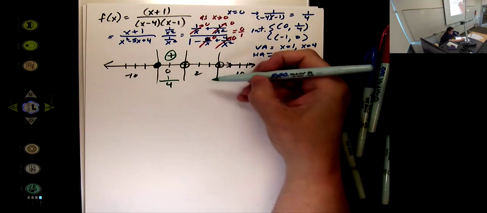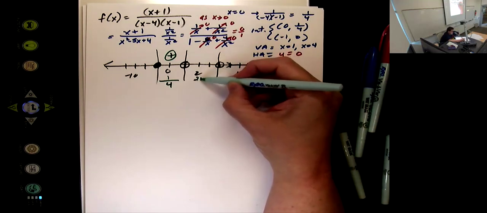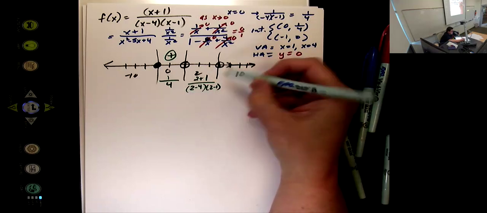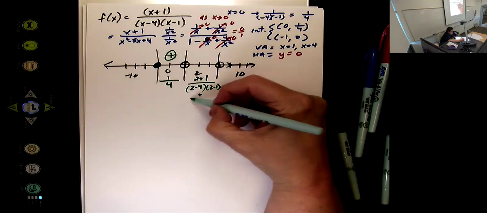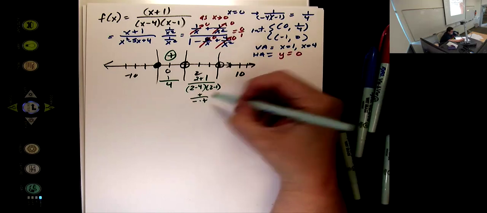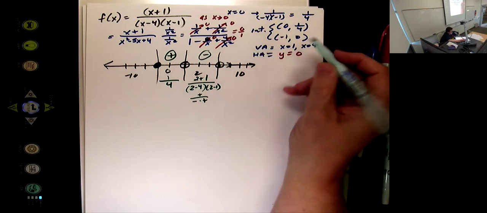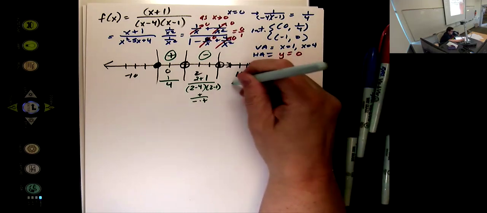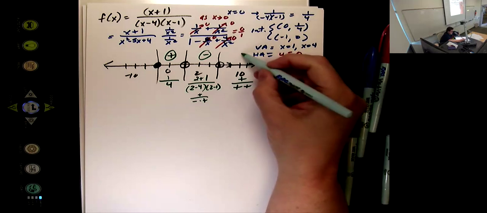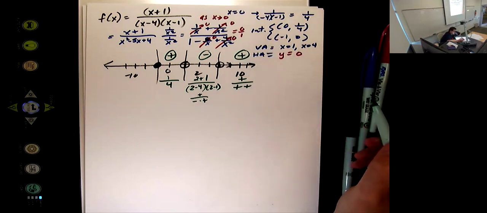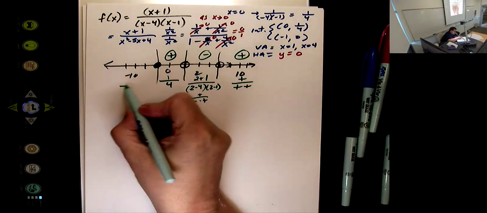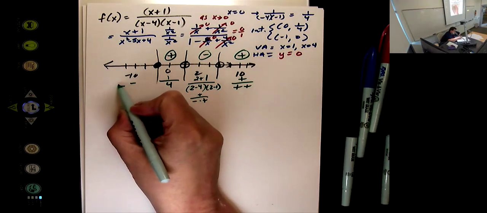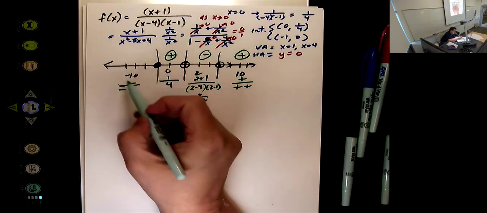If I stick in 2, I have 2 plus 1 over 2 minus 4 times 2 minus 1. Positive over a negative times positive is a negative region. If I do 10, I should have positive, positive, positive, which is a positive region. And -10 should be negative, negative, negative. And 3 negatives is a negative region.